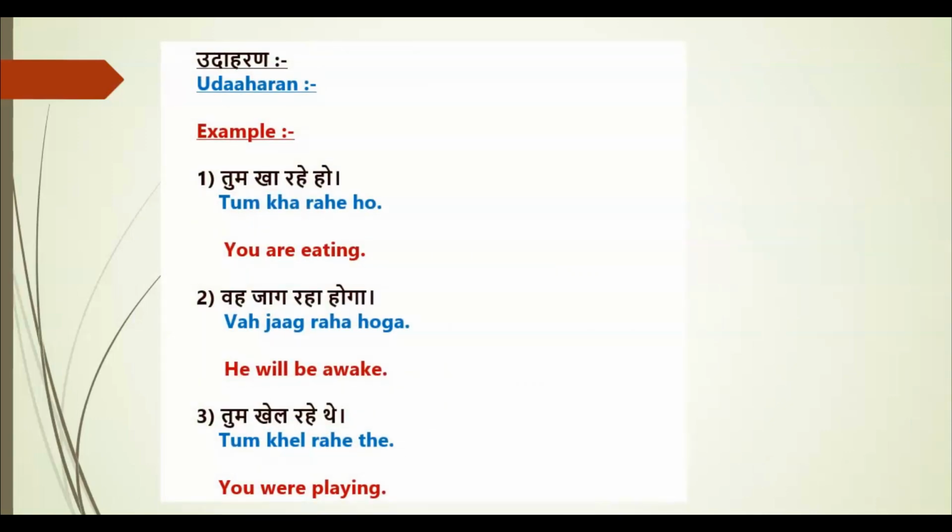Now let's understand this with the help of example. Udaharan, example. The first example is तुम खा रहे हो. This means you are eating. Now let's go to the second example. वह जाग रहा होगा. This means he will be awake. Now in the third example, तुम खेल रहे थे. This means you were playing.